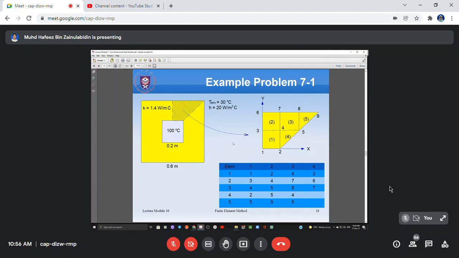Okay, so what else? From here we can see that it involves rectangular and triangular elements. We use a combination of both. Elements 1, 2, 3 are rectangular elements. Elements 4 and 5 are triangular elements.